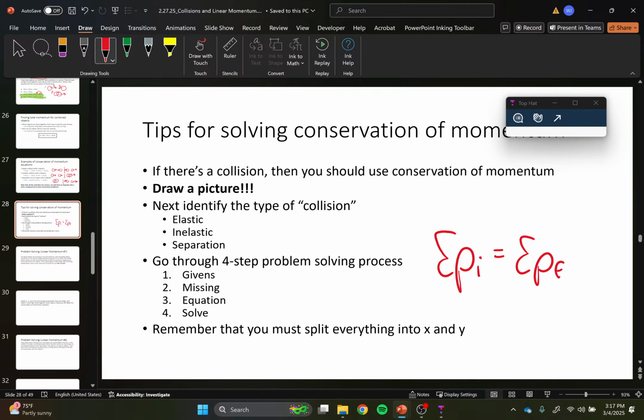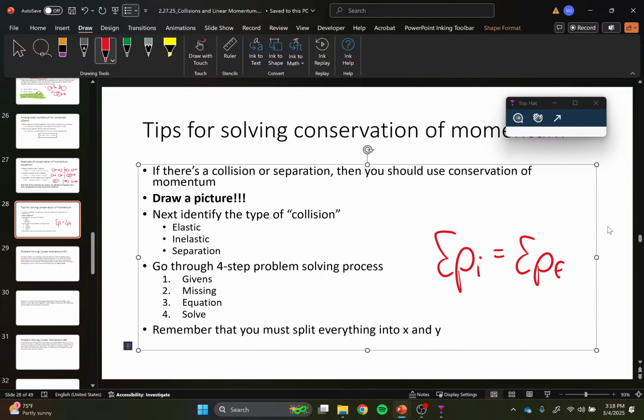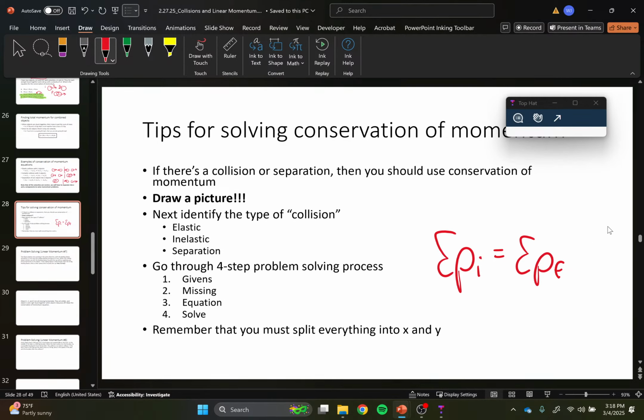So if there's a collision or a separation, if you have two objects colliding or objects starting together and they split up, you're going to use conservation of momentum: draw a picture of the beginning and the end and where the objects are, identify the type of collision, go through the process, x and y, all that good stuff.